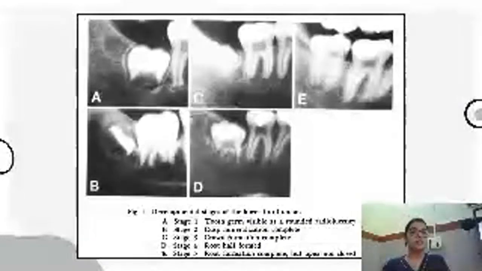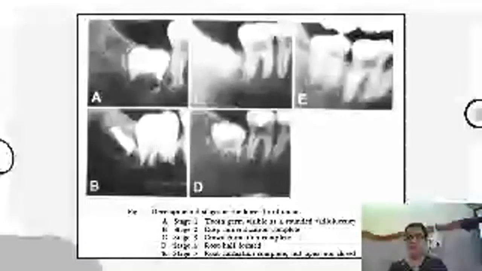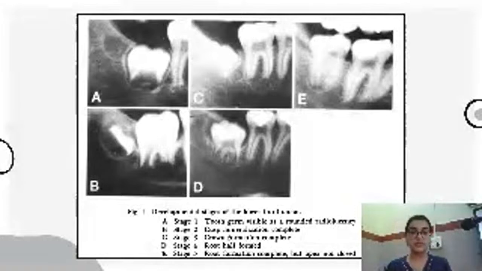In stage one, the tooth germ is visible as a rounded radiolucency. In stage two, the cusp mineralization is completed. In stage three, the crown formation is completed. In stage four, the root is half formed. And in stage five, the root formation is complete, but the apex is not closed.